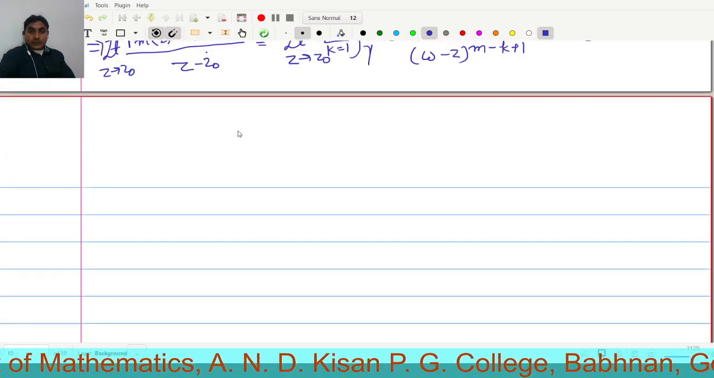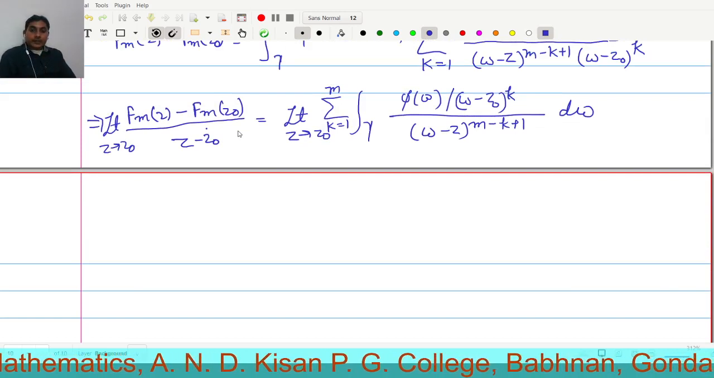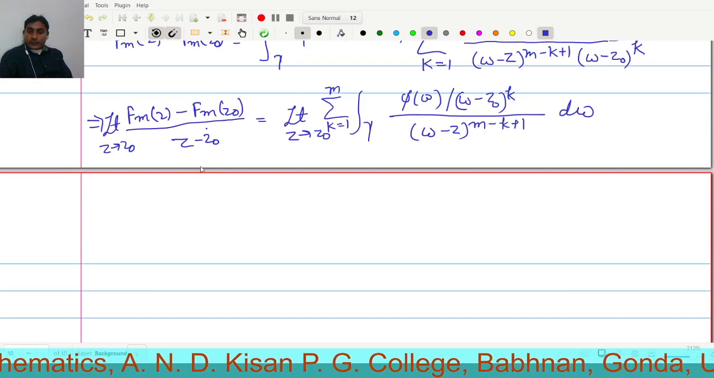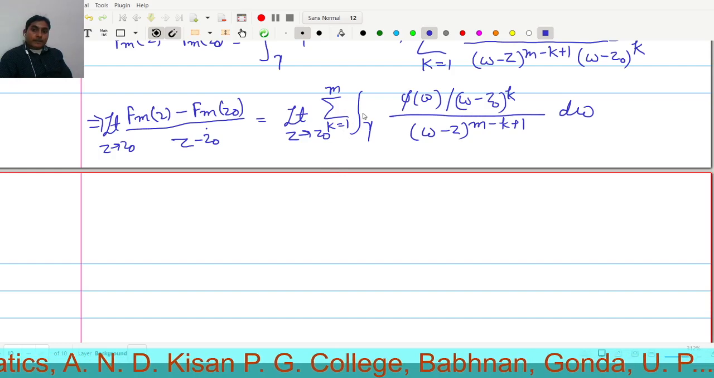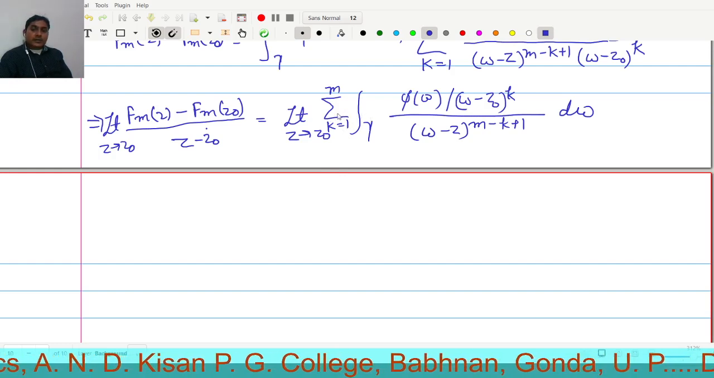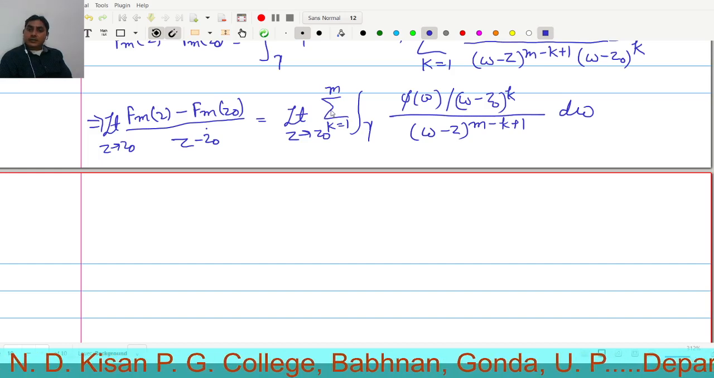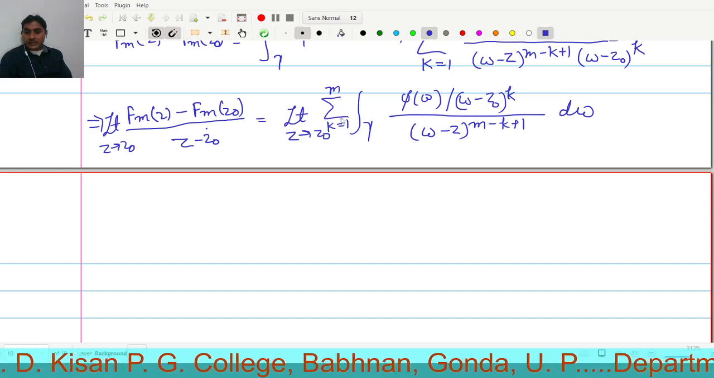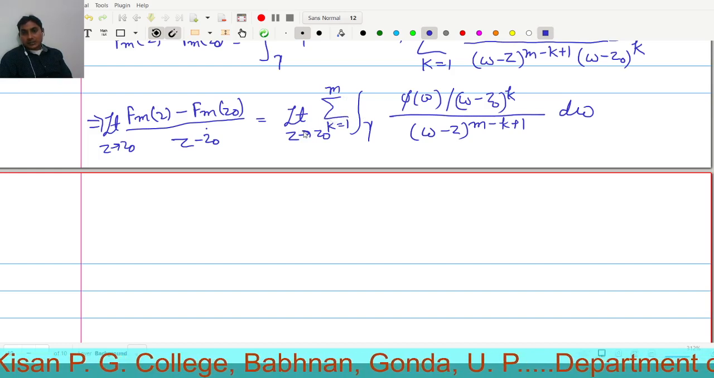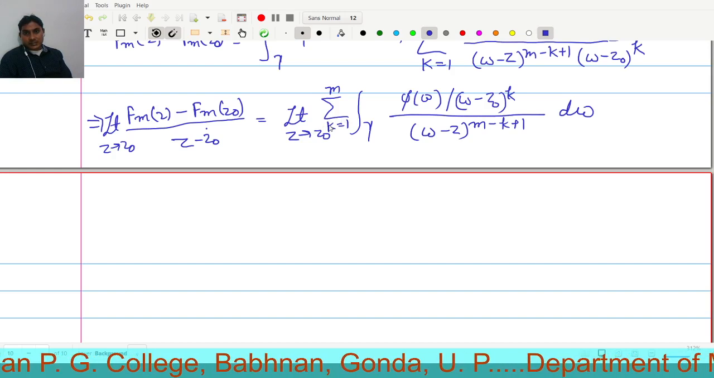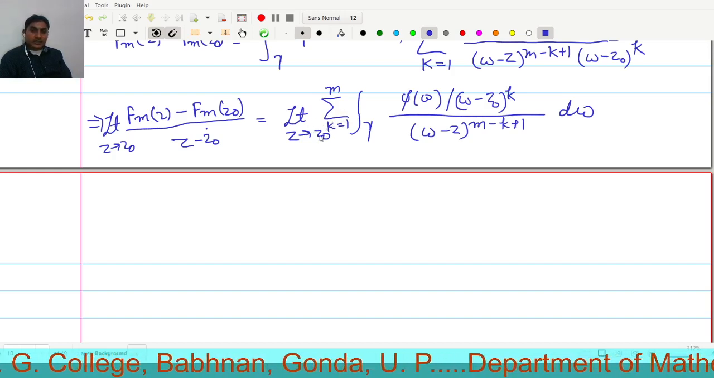Okay, so let me insert one more page after this one. So we got this one. All right, so before proceeding further, observe a few things. First is an integral and summation. We have interchanged these two because we have a finite summation, so that's why these two can be interchanged. Similarly, limit and this can be interchanged. There is a reason behind this one.